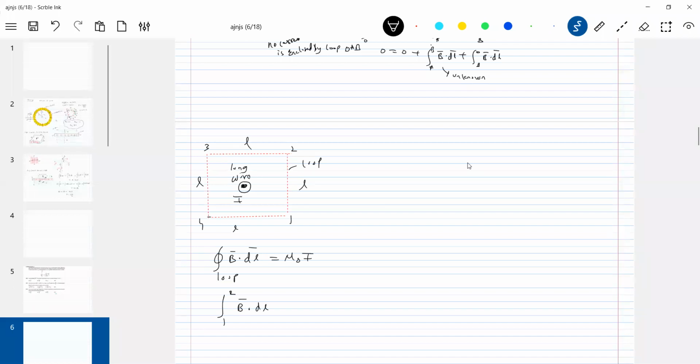Value of B bar dot dl. Don't put a closed path; now you have to be very careful. I should not put a circle here. I'm just moving from 1 to 2. If I go like this, 1, 2, 3, 4, 1, that is a closed path, okay, that's for this circle. This is an open integral, like a line integral. This is a closed contour line integral. So what should be the value of this?